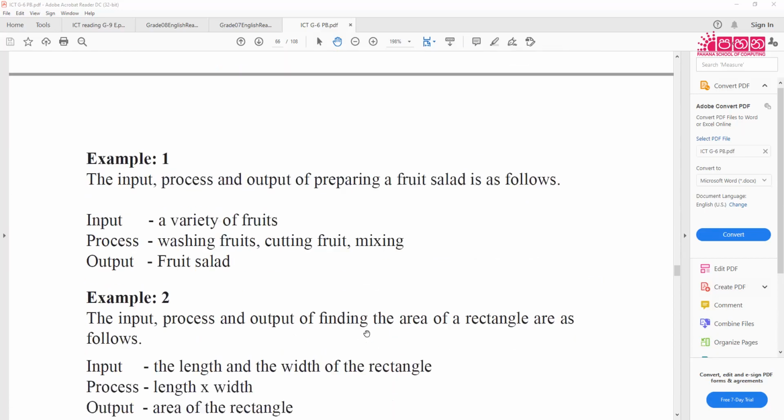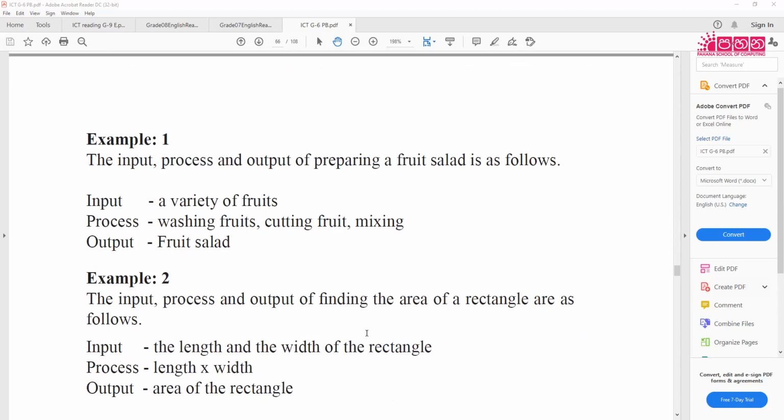Now let's look at some examples. The first example we are going to look at is preparing a fruit salad. Input will be a variety of fruits, and the output is a fruit salad. Now, how are we going to make the fruit salad? You have to first wash the fruits, cut them, then mix them, right? So given the input and output, we need to identify what the steps are. That's what we call the process.